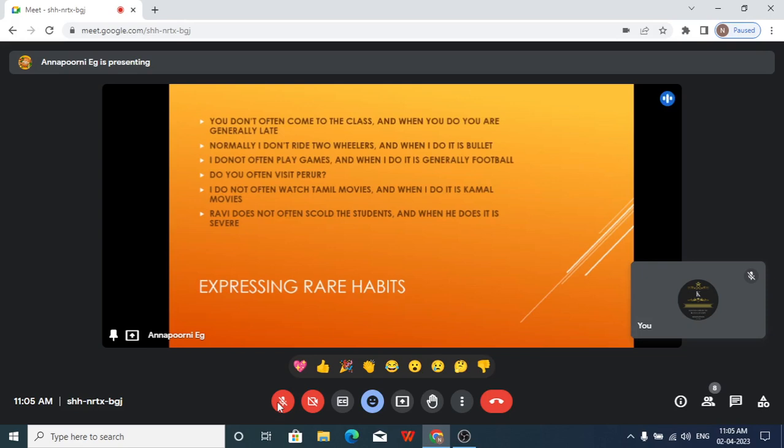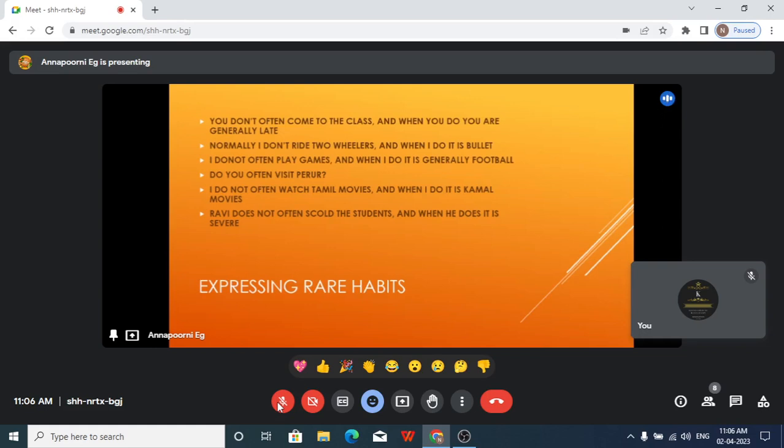So one person is telling, I do not often play games. It means I'm not a person who always likes to play games. And when I do, it is generally football. So here the rare habit is playing football. The football is the only game which the person plays here, and that too he or she doesn't play it so often. It is a rare habit. It is a very rare habit.